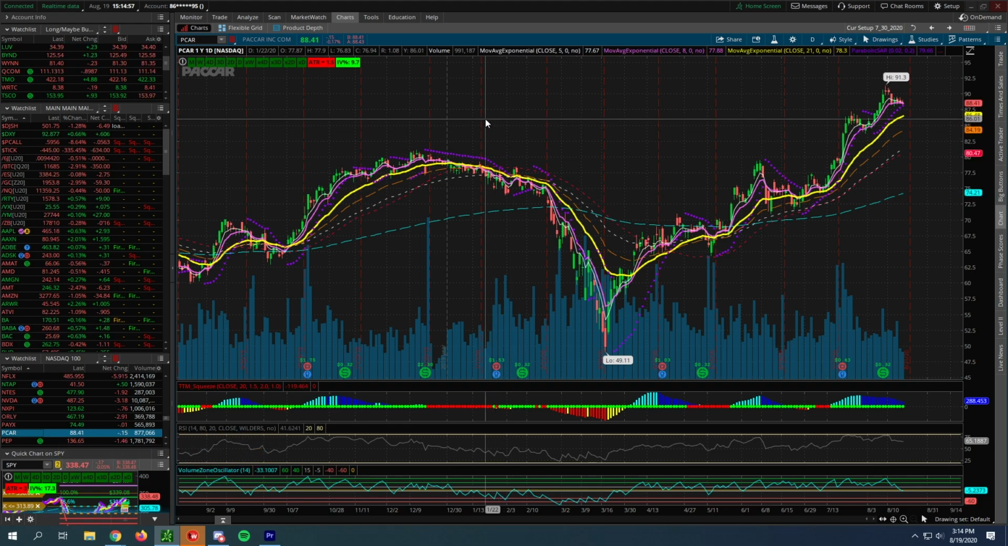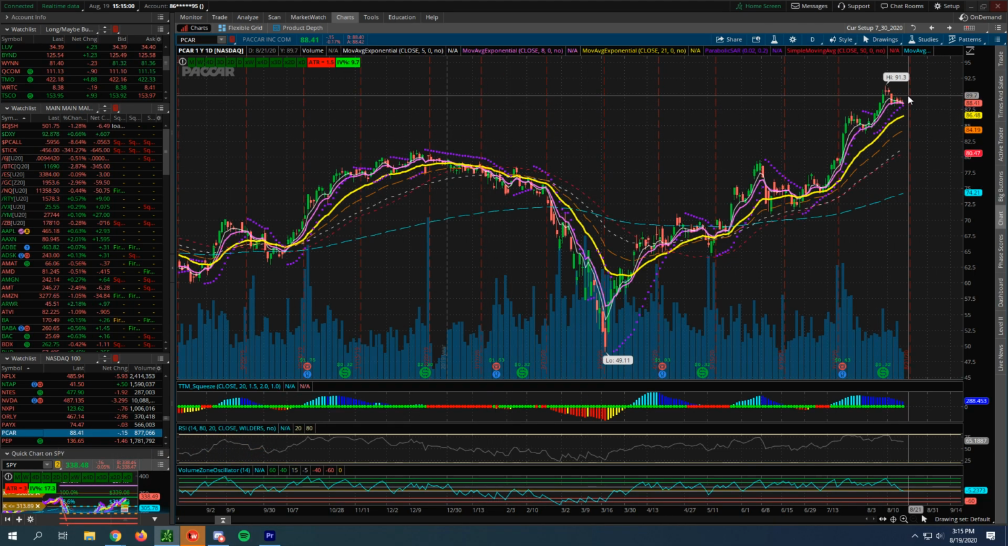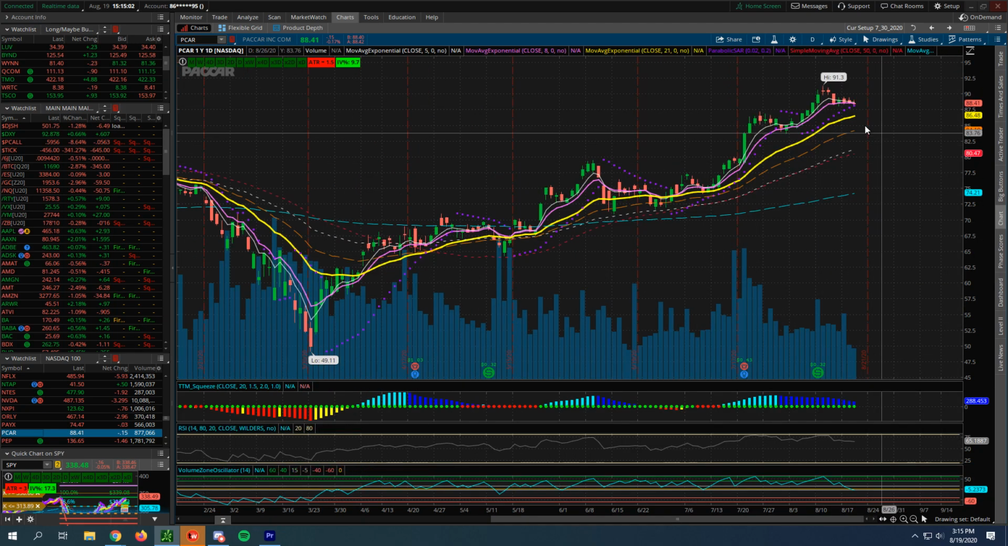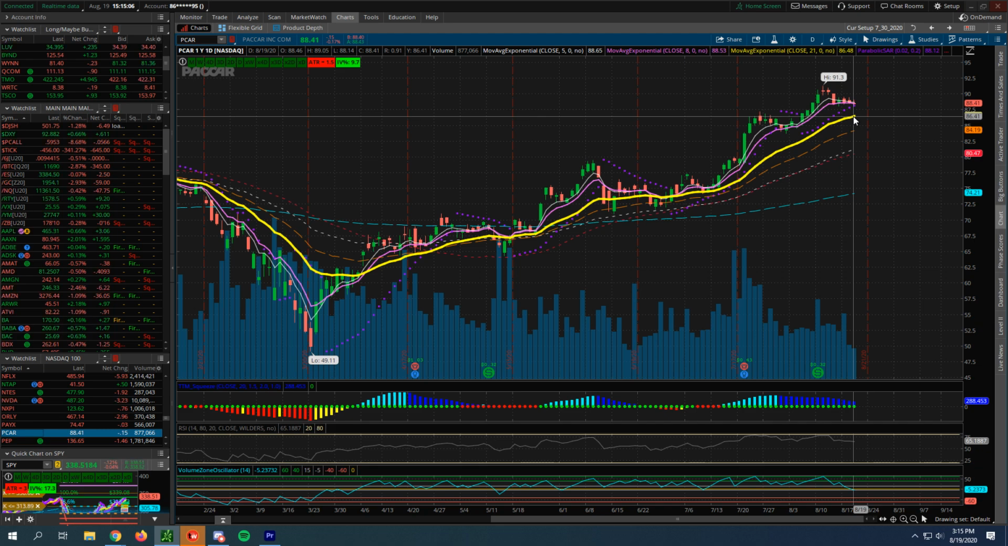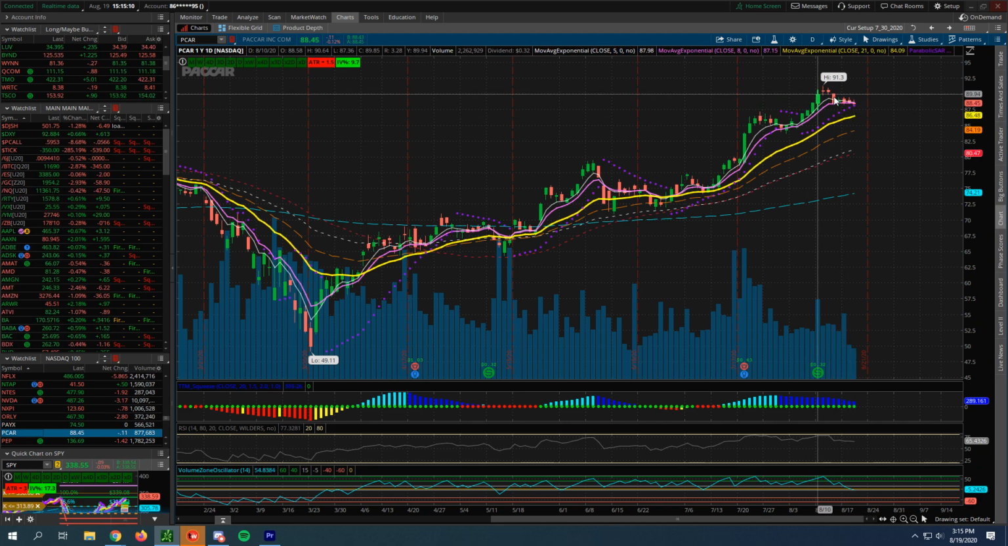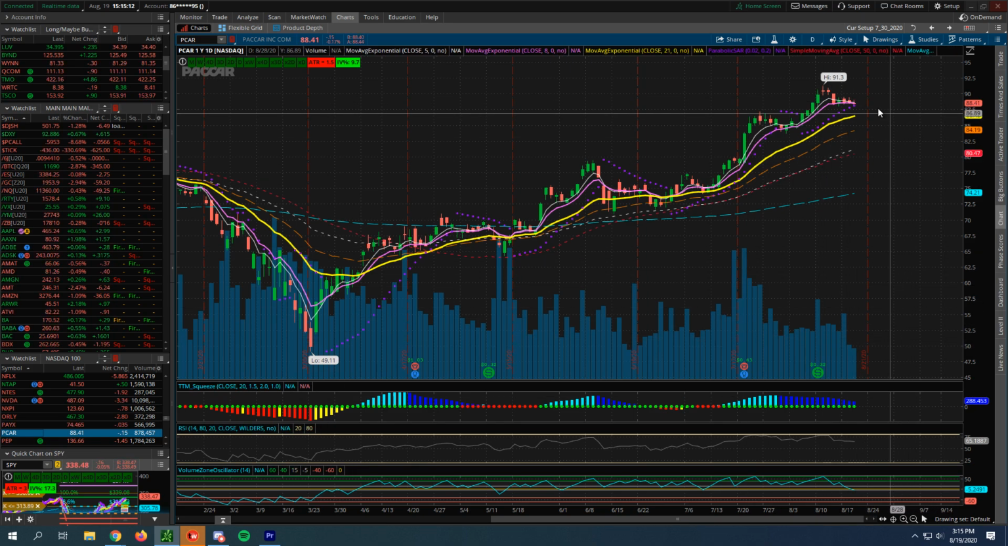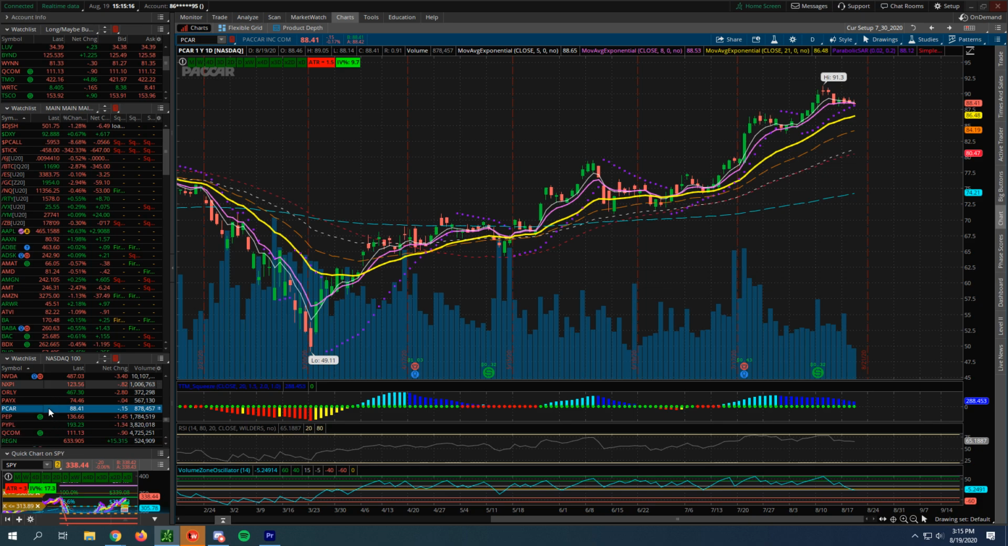PCAR, another interesting stock here, basically looking at the 5 and 8 moving averages kind of hold this pattern here, with support basically at the 21 around 86. Really looking for this to potentially consolidate. No earnings or anything on the horizon, just consolidating, being a nice steady eddy, potentially waiting for the next move.